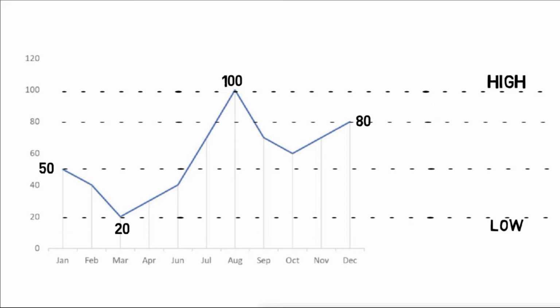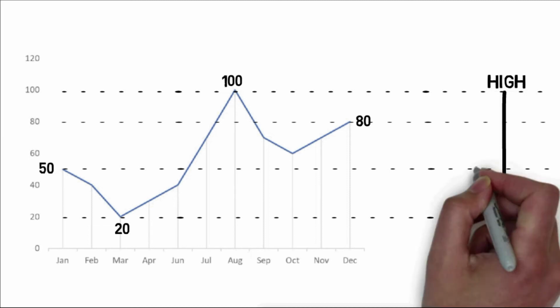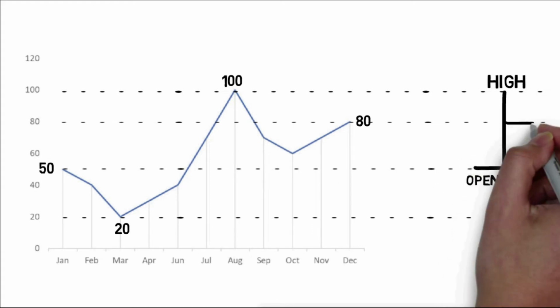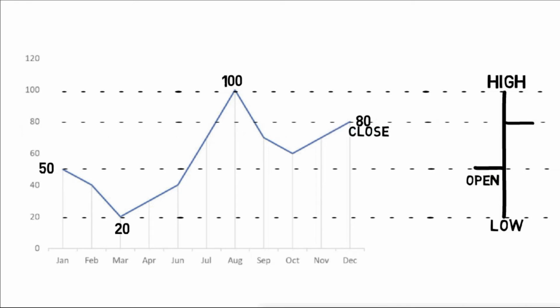From the high to the low, there will be a vertical line which is known as the range. This range is the maximum the price has moved. If we draw a line to the left side, it is called a mark or tick, and it indicates the opening price of that time. If we draw a line on the right side, it is also called a mark or tick, and it represents the closing price of that time.